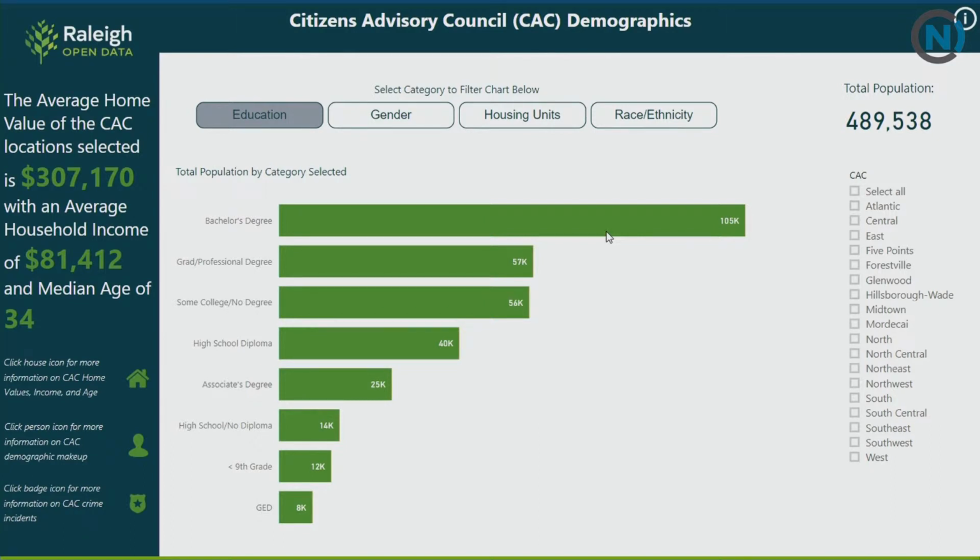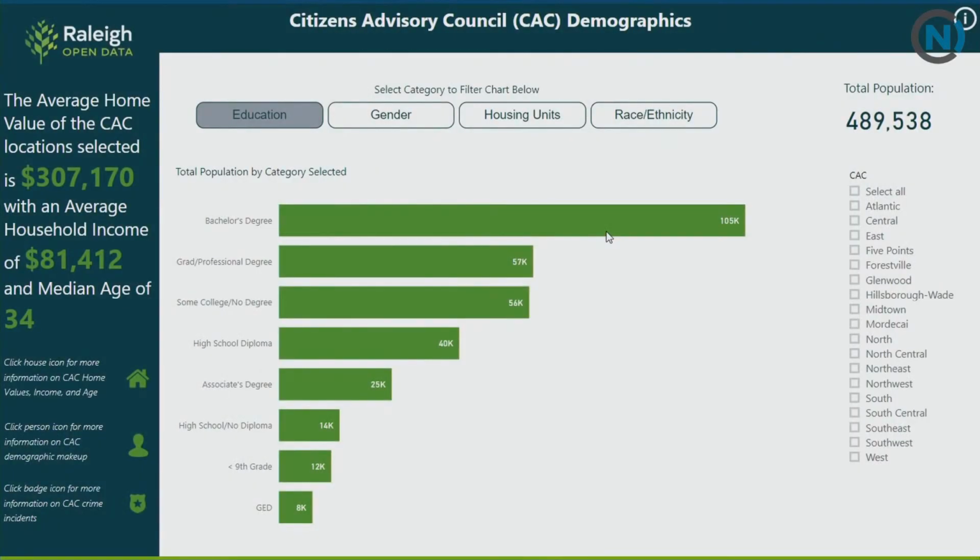So the first thing we do is we look at, in total, for all of the CACs, we can look at information by education, by gender, by housing units, which basically means owner-occupied. And then we can look at race and ethnicity. And you'll be able to pick one CAC to look at that CAC's information, or you can look at multiple CACs together. And then we have these additional buttons at the bottom here that allow you to get into a little bit more detail. And really this is all driven for the CACs to really understand their area, and also for the city as well.